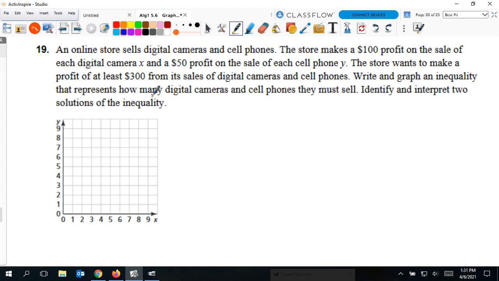So an online store sells digital cameras and cell phones. So there's two things. They sell cameras and they sell cell phones. The store makes $100 profit on the sale of each camera. That's going to represent the X. So X down here, these are going to be the cameras. And then $50 profit on the sale of each cell phone, Y. So we can go up on this side. These are going to be cell phones up here.